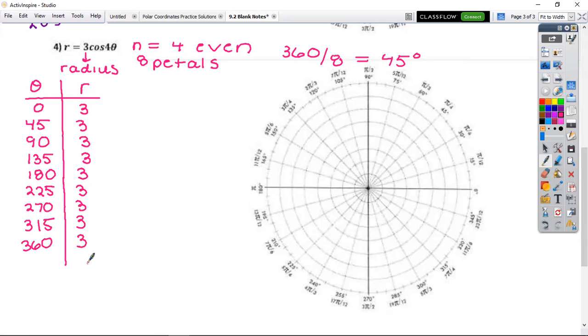Okay, so let's draw. So 0. And then at 45, you're at 3. So 1, 2, 3. And at 90, I'm at 3. Okay, so we got this. Continuing here, I have 135 and 3. And I have 180 and 3. All right, you start drawing wherever you see it.